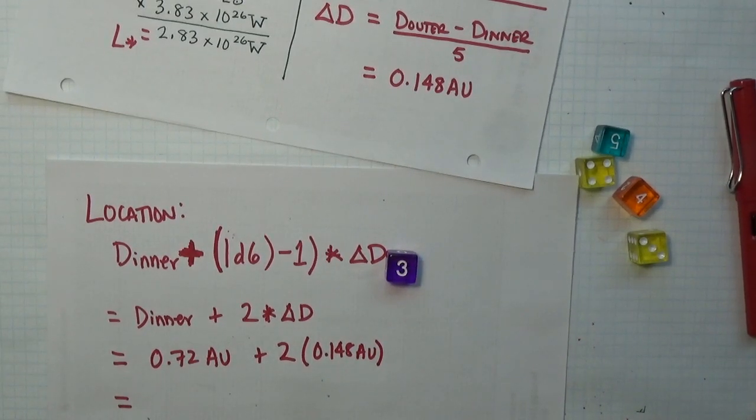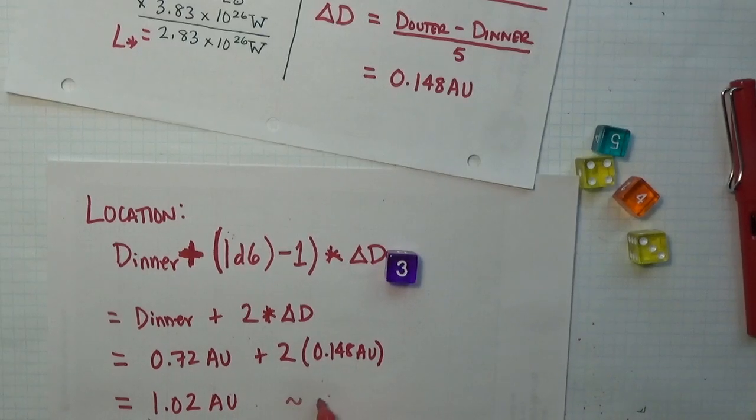And if I calculate that on my calculator, since I rolled the dice live in front of you, I didn't do that calculation ahead of time. So that is 0.72 plus 2 times 0.148. So this is 1.01 astronomical units. So this is about the distance of the Earth from the Sun.